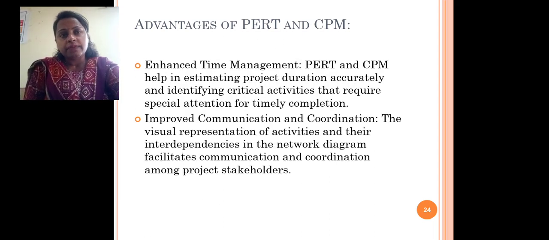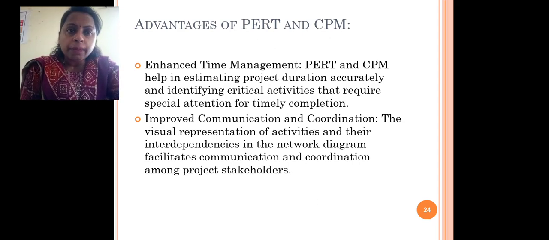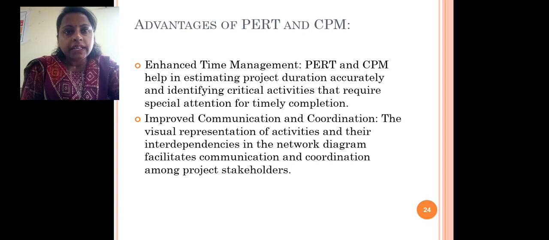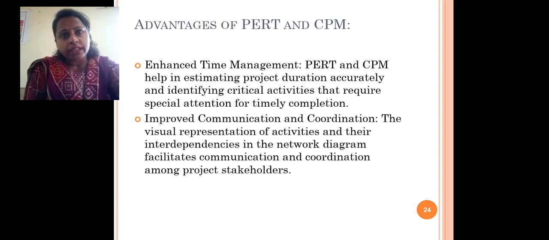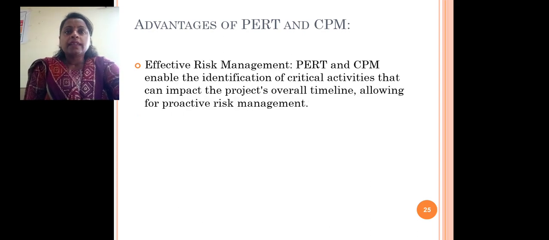It enhances time management. PERT and CPM help in estimating duration accurately and identifying critical activities that require special attention for timely completion. It improves communication and coordination. The visual presentation of activities and their interdependencies in the network diagram facilitates communication and coordination among project stakeholders. Now, effective risk management is one of the most important advantages of PERT and CPM. They enable the identification of critical activities which can impact the project's overall timeline and allow proactive risk management.